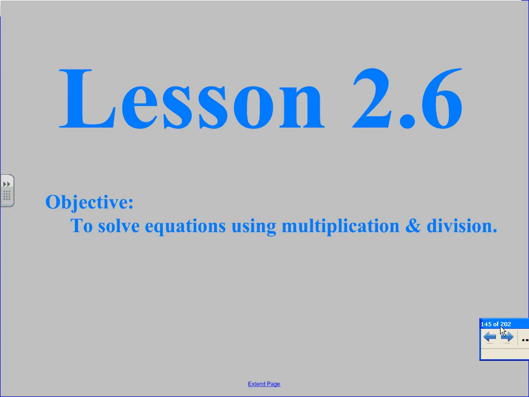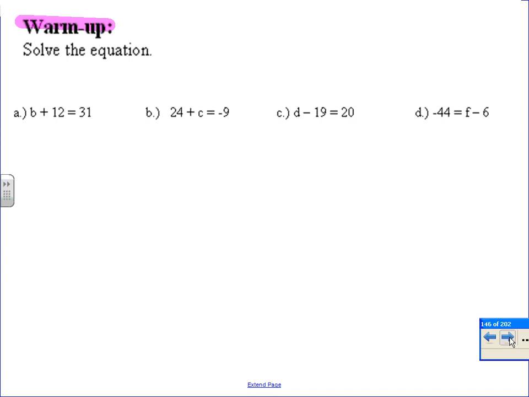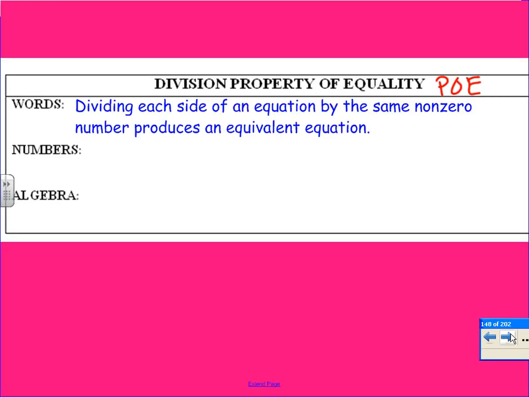We're still solving a one-step equation, but now using multiplication and division. We already wrote down those definitions. That's a mistake in your notes. So you are looking at the box. You need to open up your notes on page 15, that little box, you see where it says words? Here's what you need to jot down. The division PO, which is property of equality, is dividing each side of an equation by the same non-zero number, which produces an equivalent equation.